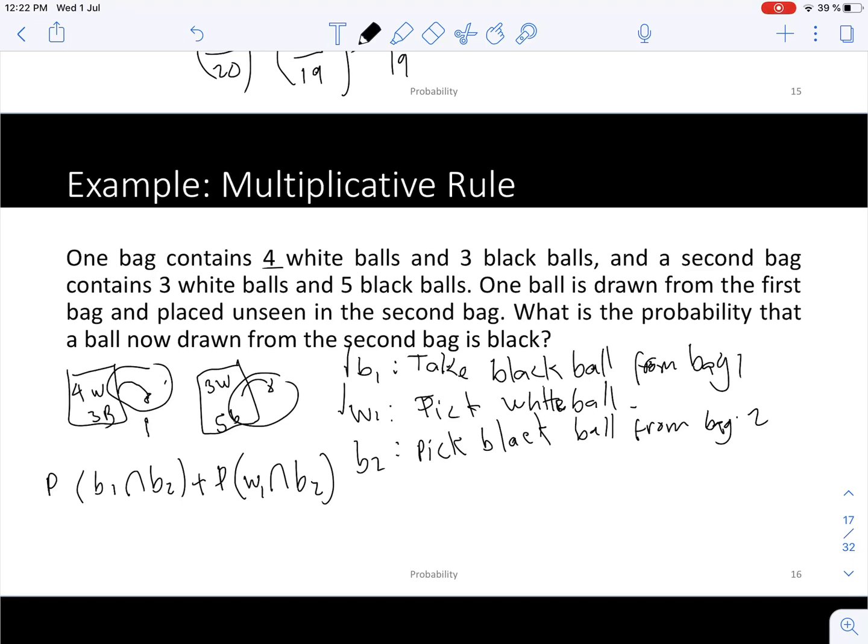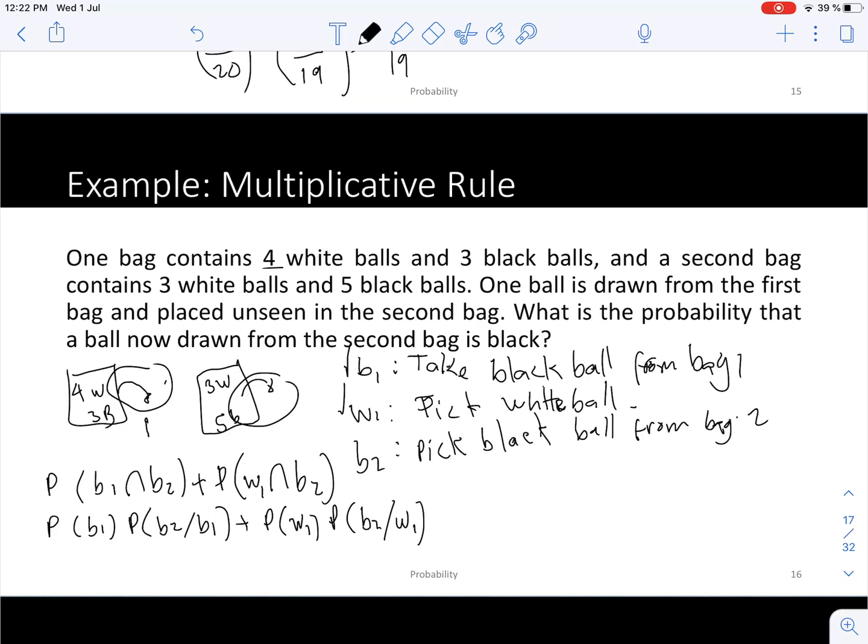Alright, so the first one, that intersection, B1 intersection B2, is equivalent to the probability of B1, so a black ball is taken, times the probability that a black ball is taken from the second bag, given that the first one was black, right? So given B1. So this is the multiplicative rule right there. Plus, same idea here, but now the first event is that a white ball is taken from the first bag, times the probability that a black ball is taken, given that a white ball is taken from the first bag.